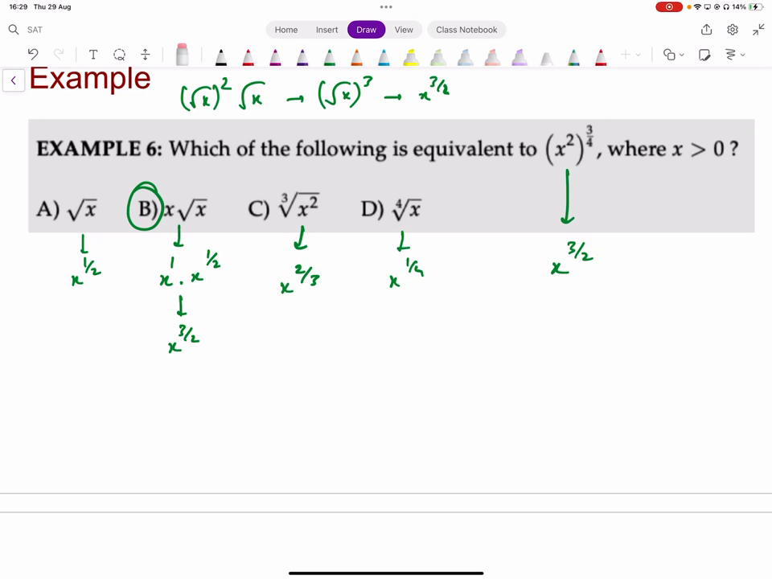Let's try to understand why this works then. x into under root x. Under root x can be written as x power 1 over 2. And then you have x power 1 into x power 1 over 2. What happens to the powers? x power 1 plus 1 over 2. Powers get added. And that is x power 3 over 2. And that's what we were looking for.